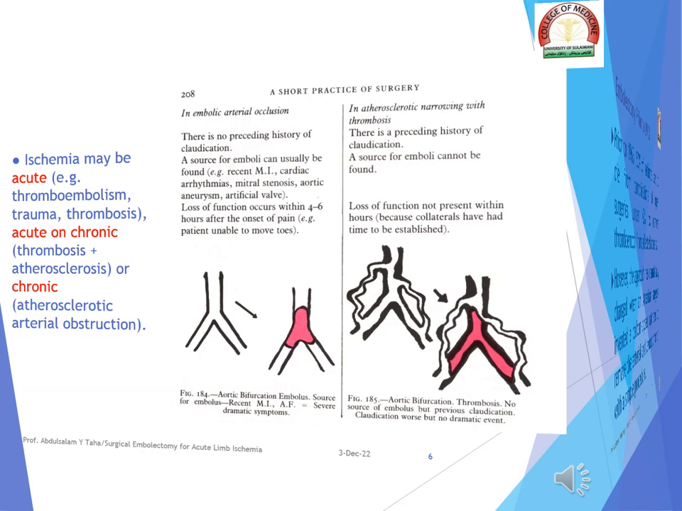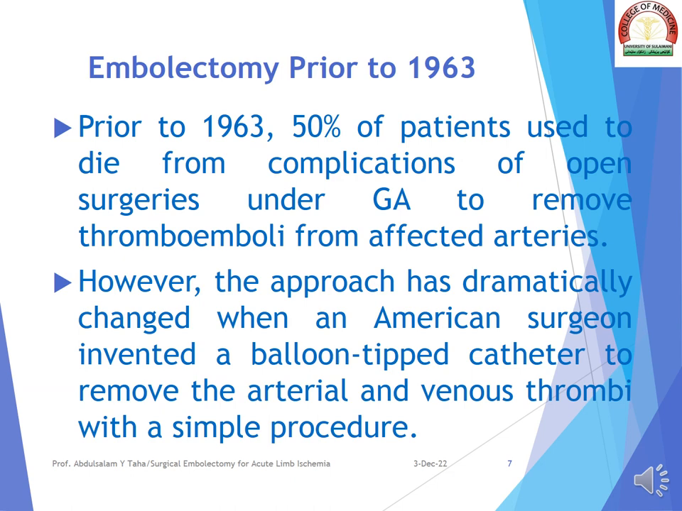Embolectomy prior to 1963. Prior to 1963, 50% of patients used to die from complications of open surgeries under GA to remove thromboemboli from affected arteries. However, the approach dramatically changed when an American surgeon invented a balloon-tipped catheter to remove the arterial and venous thrombi with a simple procedure.